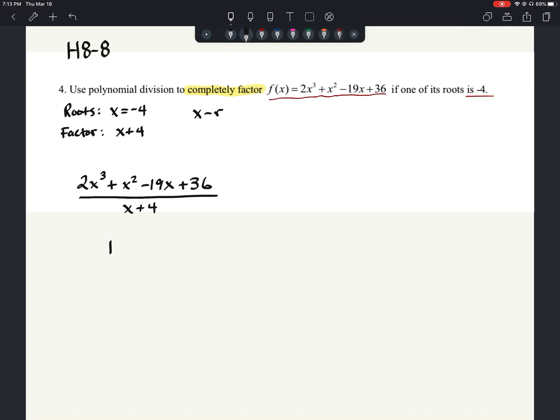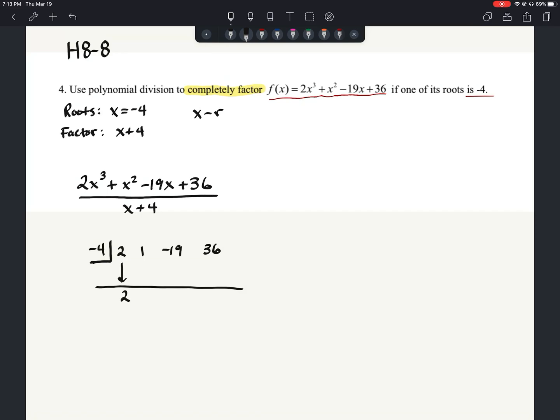So I'm going to set it up here. Got my little right angle there, got my equal bar down below, and we'll put negative 4 in here. Our coefficients are 2, 1, negative 19, and positive 36. And now remember, we're just going to bring down that first term.